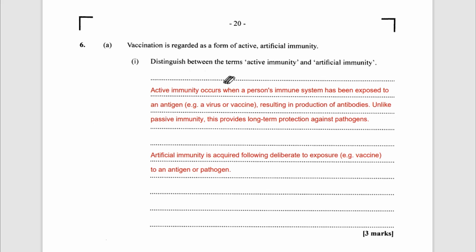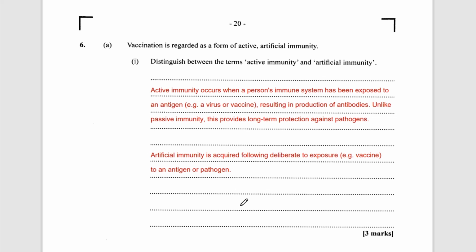Active immunity occurs when a person's immune system has been exposed to an antigen, like if you come into contact with a virus or with a vaccine, which results in the production of antibodies. This provides long-term protection because your body has produced memory cells against this antigen. Unlike passive immunity, where you just get your antibodies from an external source, for example from the placenta or injected into the body, your body has formed the plasma cells and the memory cells, so there's long-term protection as a result. Artificial immunity is acquired following deliberate exposure to an antigen or pathogen.